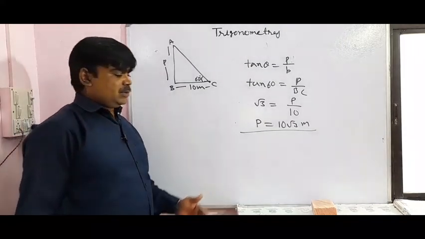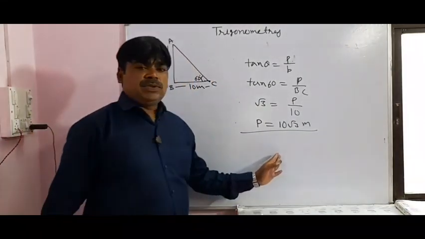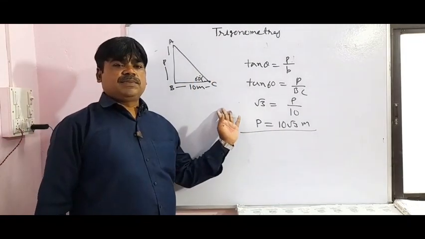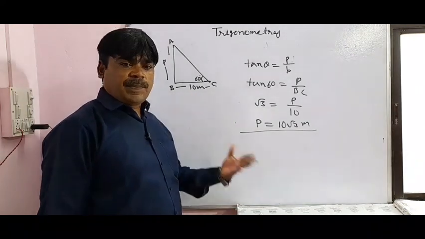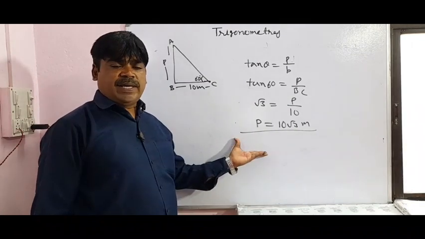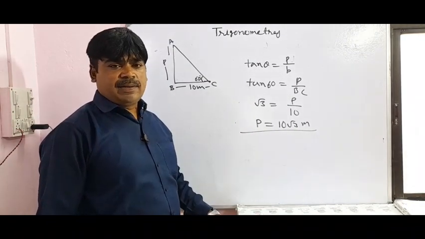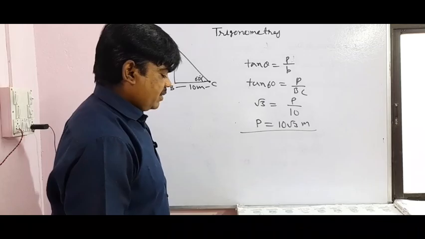Clear? So using these identities, we can find some other formulas, and the height of the perpendicular, base, and hypotenuse of a right angle triangle.